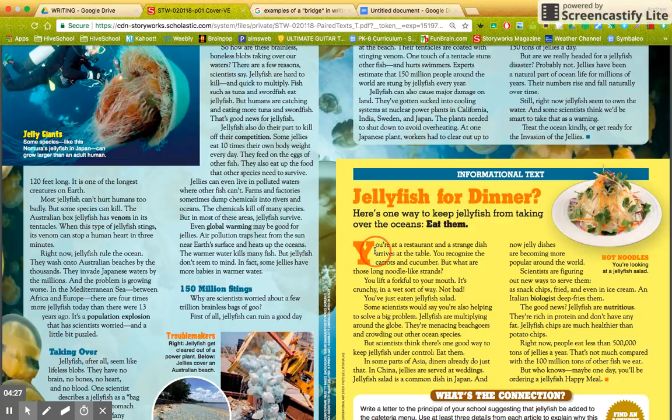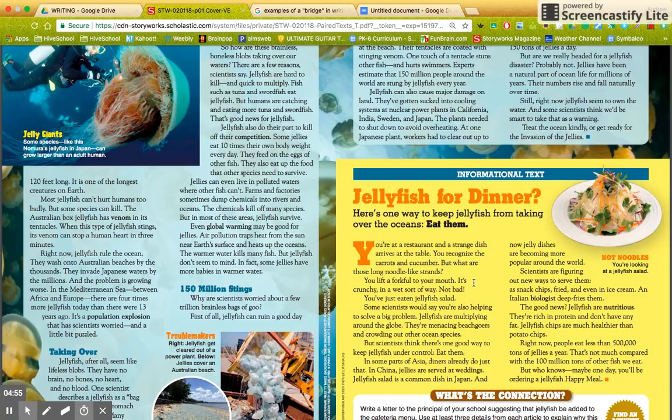If you remember, we read Jellyfish for Dinner. Now I want to point out what a good hook is. If you read this very first part, this is an excellent hook. You're at a restaurant and a strange dish arrives at the table. You recognize the carrots and the cucumber, but what are those long noodle-like strands? Now you notice that is an excellent hook. That makes you want to read more about this. That's what a hook is all about.